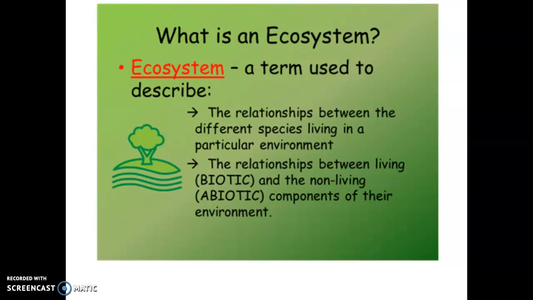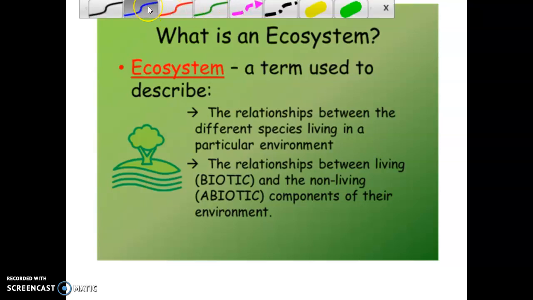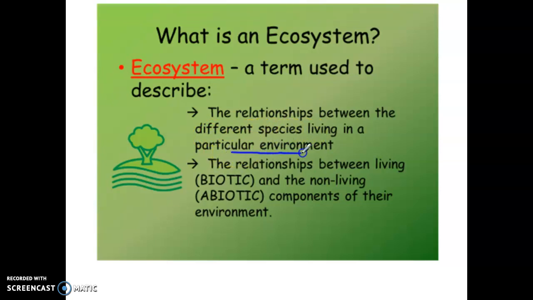So an ecosystem is essentially a term that describes the relationships between the different species living in a particular environment. Okay, so the important thing to make note of here is that it's not only the relationship between the species, but also with the environment itself. So this portion here, right? So we have the relationship between the living and non-living components of their environment.